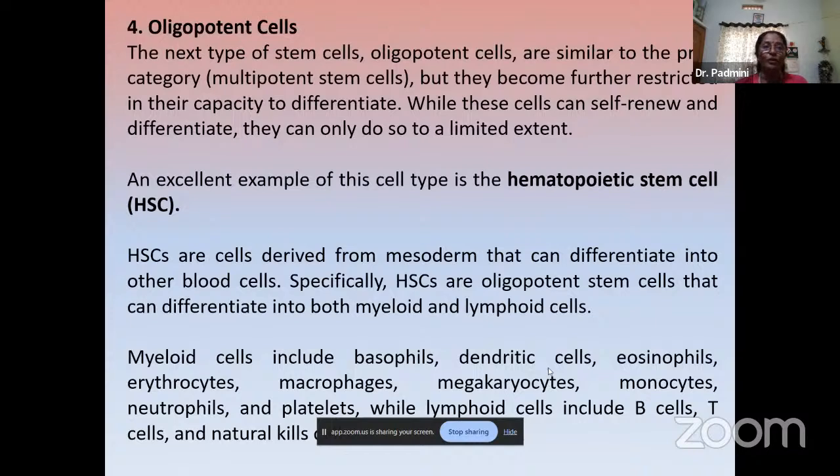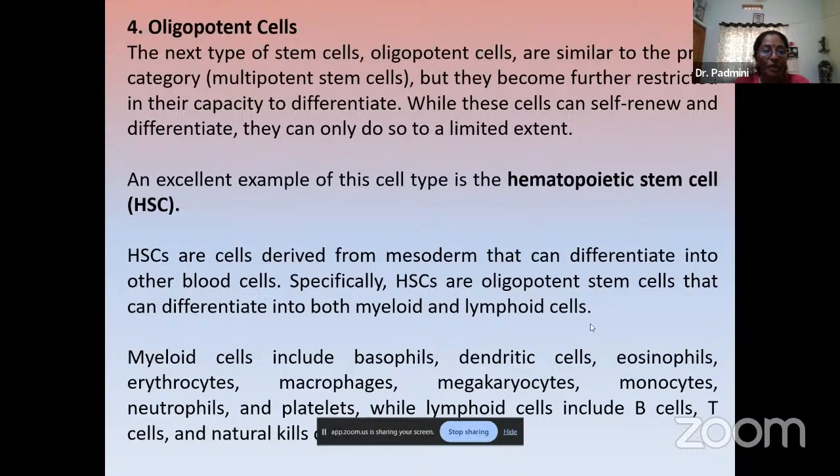What are oligopotent stem cells? These are similar to the prior category, that is multipotent, but the only difference is they have become further restricted in their capacity to differentiate. So while these cells can self-renew and differentiate, they can do so only to a limited extent. An excellent example is the hematopoietic stem cells. That is what I was talking about when I was talking about oligopotent. They can form only a limited type of cells, three or four different types.